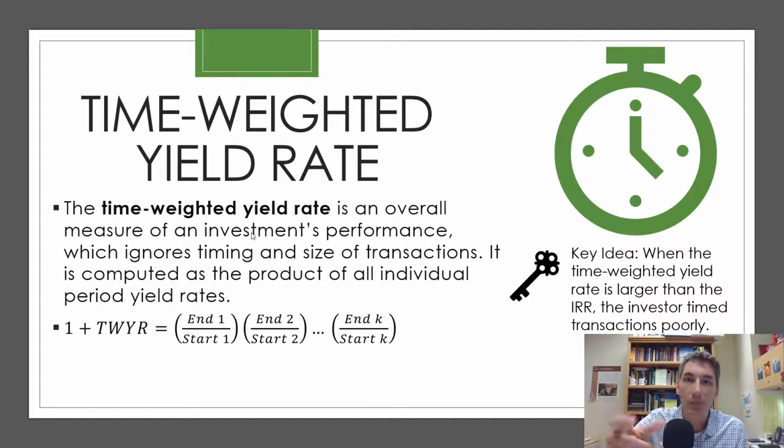So you've got all these numbers that are, if the values are growing, they're all a little bit bigger than 1, and you multiply them all together. And then that's 1 plus the time weighted yield rate. So if it's going down in value, then you'll get a number less than 1, and the yield rate will be negative. If it's a number bigger than 1, then the time weighted yield rate will be positive. So it's sort of like it's a rate, right? And it gives you a sense of how the investments are performing.